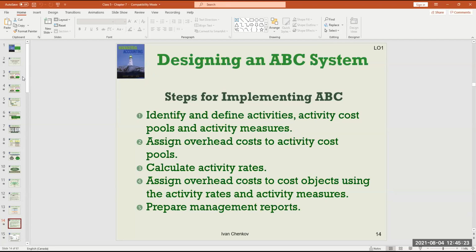Excuse me, Professor. I'm really so sorry to disturb you, but can you please explain the meaning of activity cost pool? I didn't understand. Yes, hold on a second. You're going to see the application. Okay, thanks. Next one is assign overhead cost to activity cost pools. Calculate the activity rates. Assign the overhead cost to cost objects using the activity rates and activity measures, and prepare a management report. So let's start one after another, and I'm going to tell you exactly which one is the cost pool for the activity.